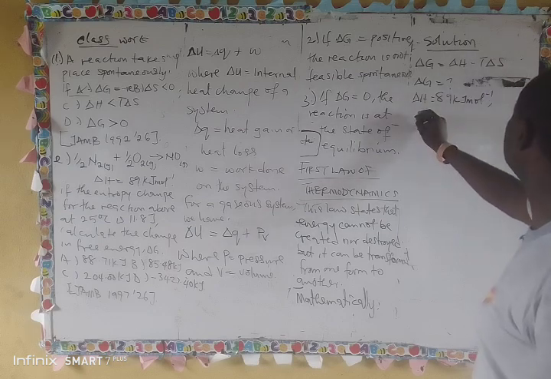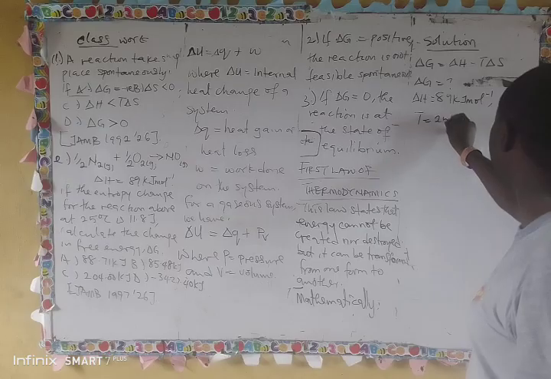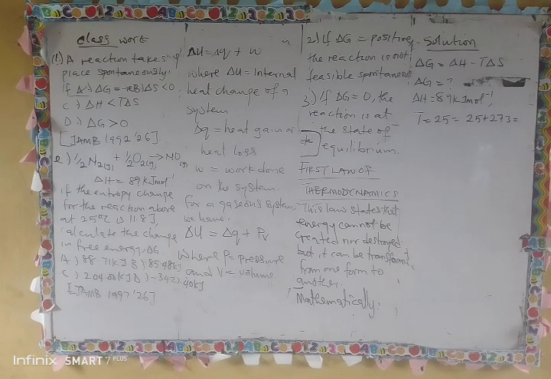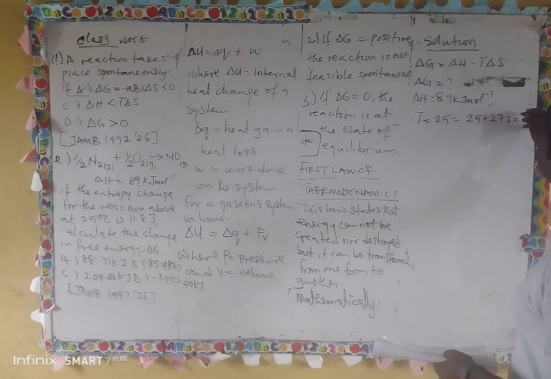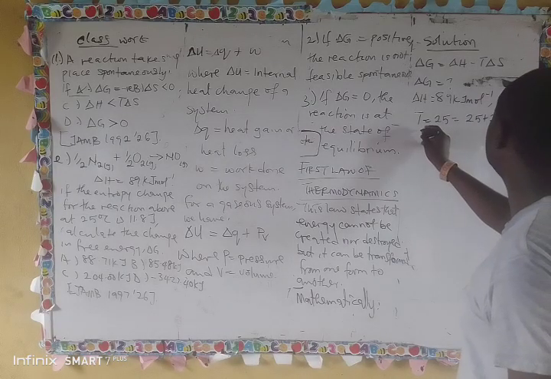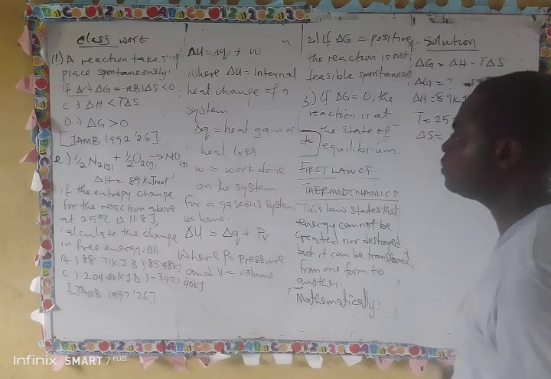Then our temperature is 25, right? Which is 25 plus 273. What's our answer? Press the calculator. Press now. 298 Kelvin. Then our entropy change, what is it in the question?